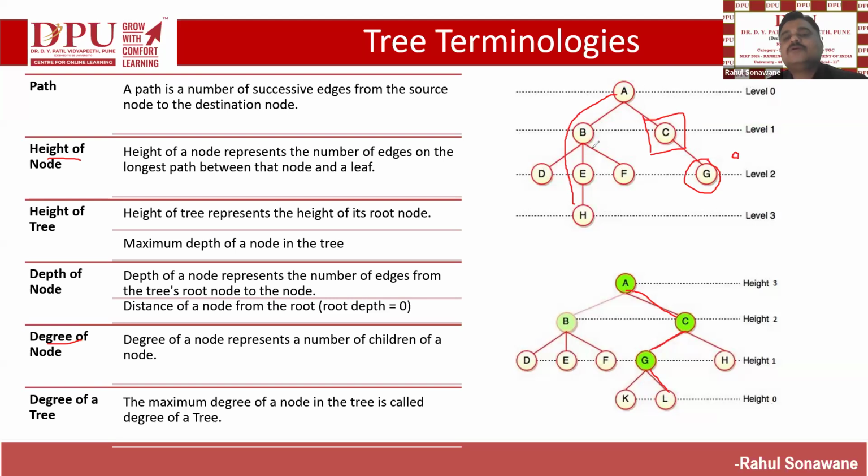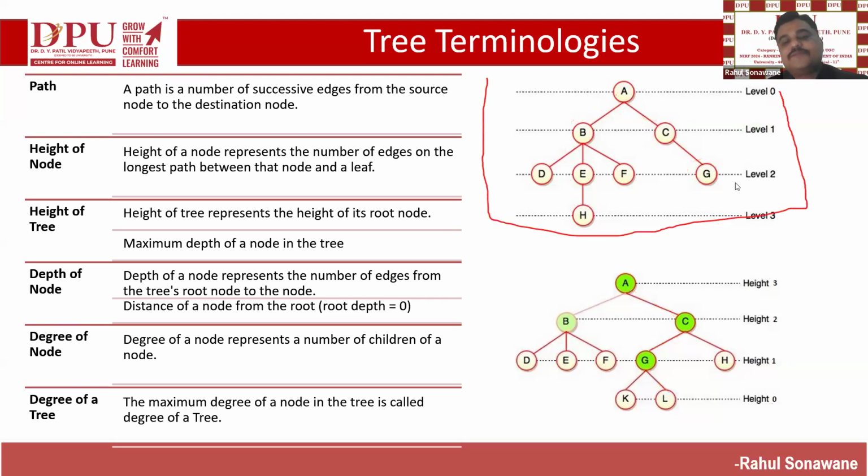Okay. Now, once you know the degree of a node, we can easily find out the degree of a tree. So the maximum degree of any node in the tree is called the degree of a tree. Yes, degree of a tree. So for this first diagram, can anyone tell me the degree of this tree? I just want to know the degree of a tree, not the degree of any particular node. So the degree of a tree is the maximum degree of a node in the tree.